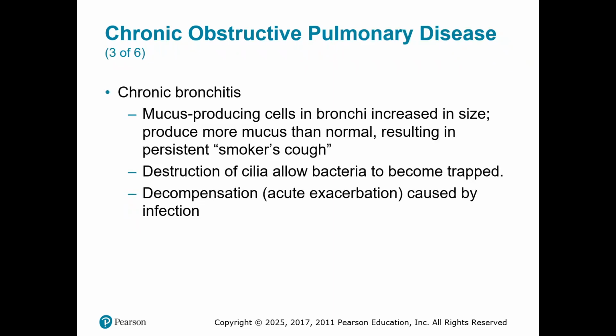But yeah, chronic bronchitis: mucus producing cells in the bronchi increase in size. They produce more mucus than normal. And this usually results in somebody who persistently smokes.